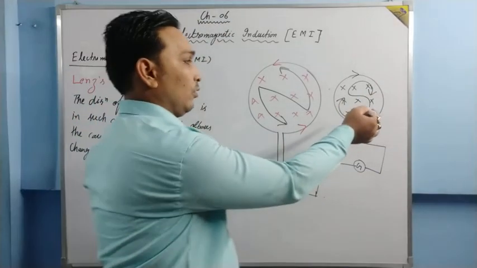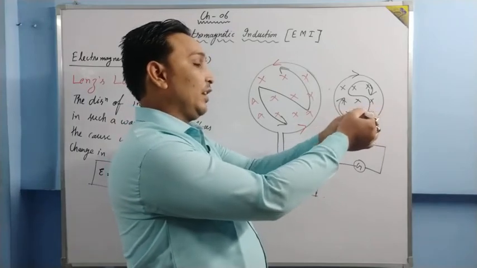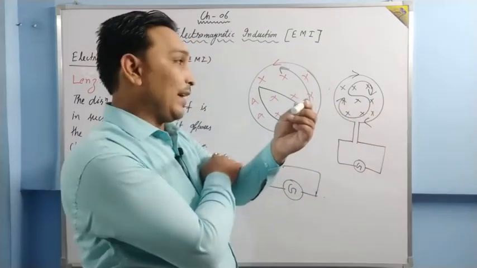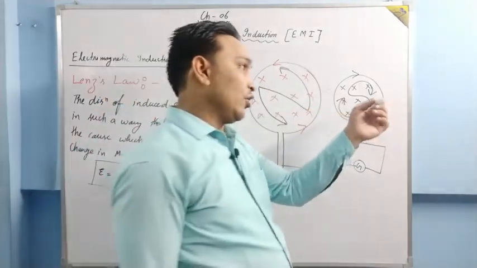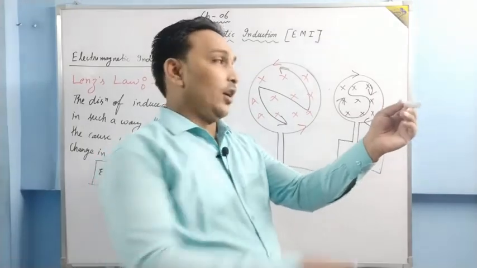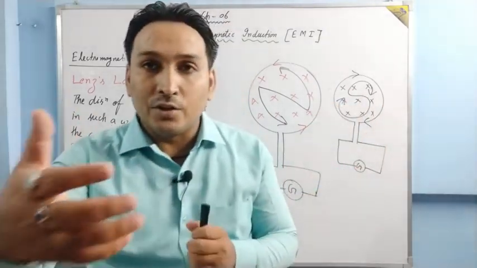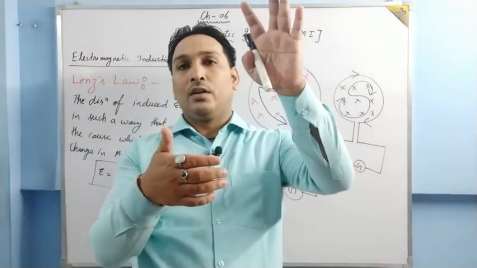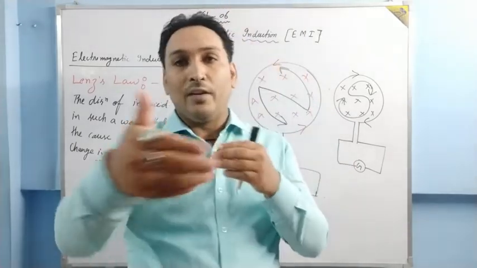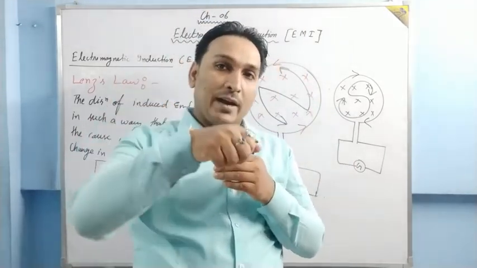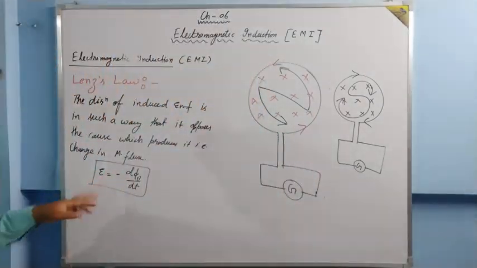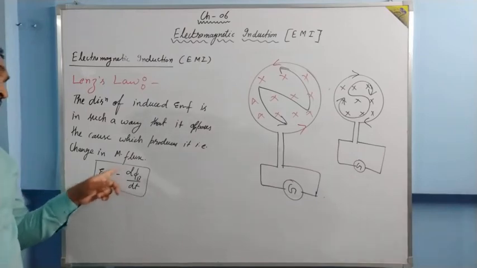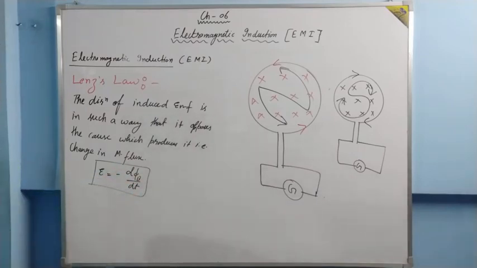It develops a south pole so that it attracts this north pole. When the magnet was going in, it develops a north pole to repel this. When the magnet was going away, it develops a south pole to attract. When the magnet is going nearby, it repels it, it makes it go away. And when the magnet is going away, it brings the magnet nearby. This is how things work. So the EMF induced is equal to minus d phi B by dt. So this is all about Lenz's law.